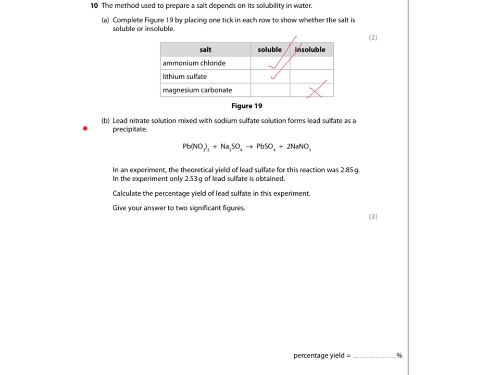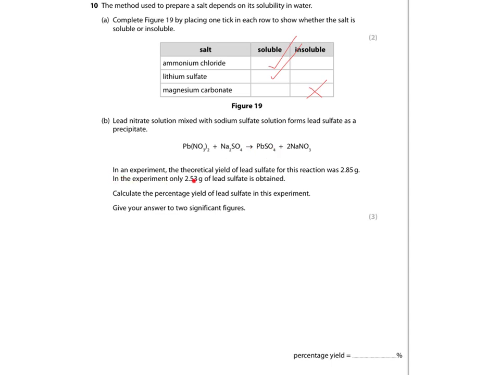In this question, lead nitrate solution mixed with sodium sulfate solution forms lead sulfate as a precipitate. A precipitate is when two solutions or liquids or gases form a solid. So if you had a solid initially and another solid is formed, that is not a precipitate. We only call it a precipitate if it's formed from solution or from gases. So in this example, we've got two solutions mixing together, forming a solid, so we call it a precipitate.